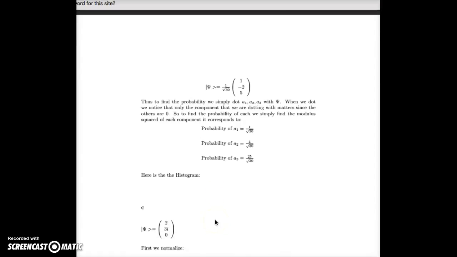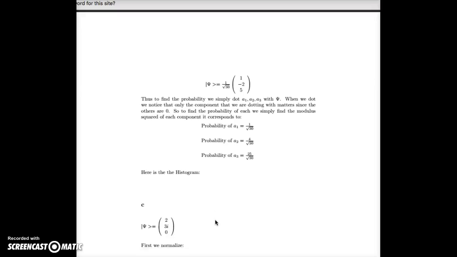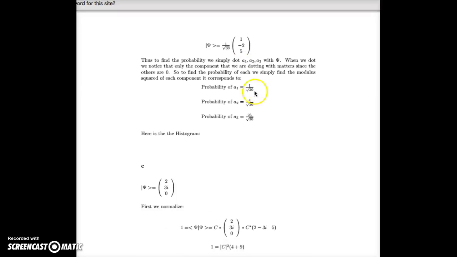I'm not sure why, but my histogram refuses to show up, but essentially what it looks like is a bar graph where A1 goes to 1 over 30, A2 goes to 4 over 30, and then the probability of A3 is much larger, it goes to 25 over 30. And we note that these all add up to 1.